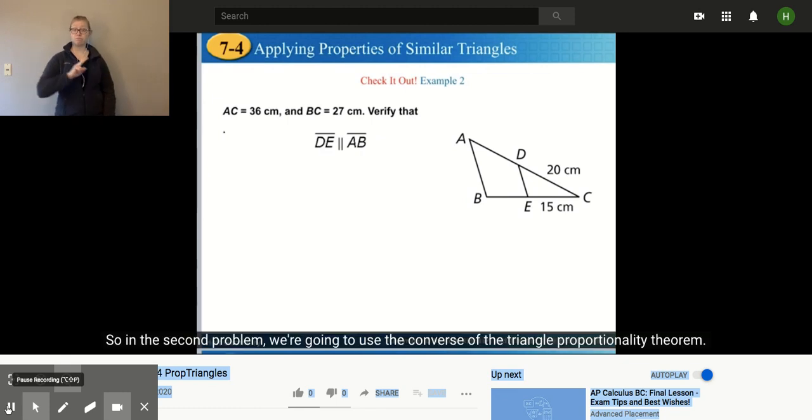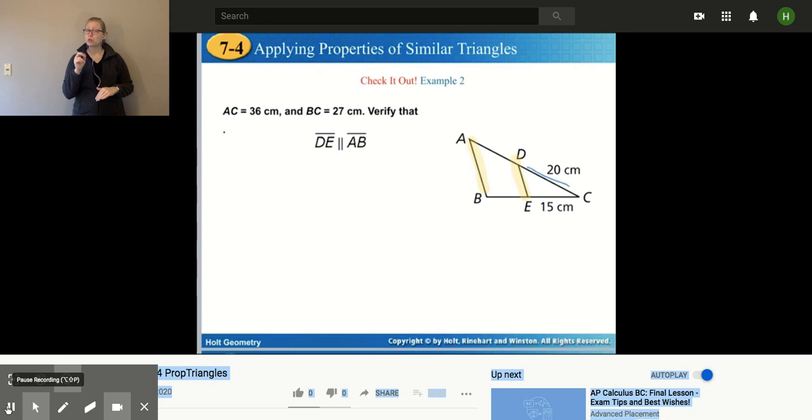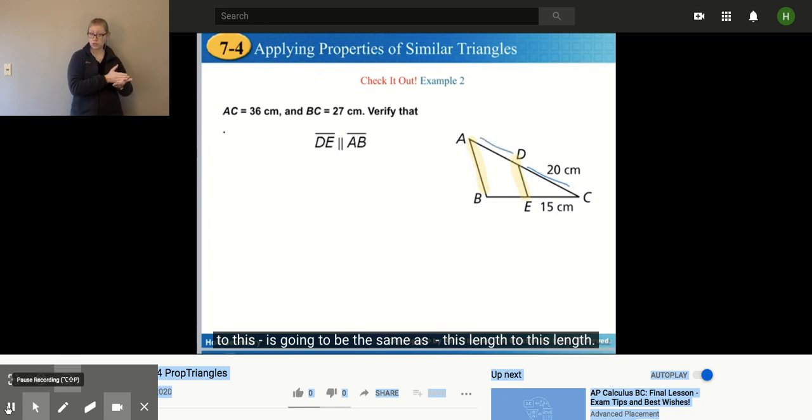So in the second problem, we're going to use the converse of the triangle proportionality theorem. And so the converse is this: I can show that these two line segments are parallel lines if I can show that they split this triangle up into proportional parts. So what I need to know is that this to this is going to be the same as this length to this length. So the ratio of DC to AD is going to be the same ratio as EC to BE.